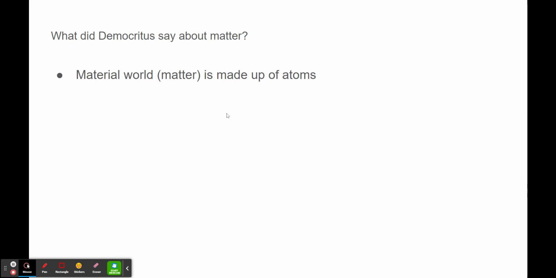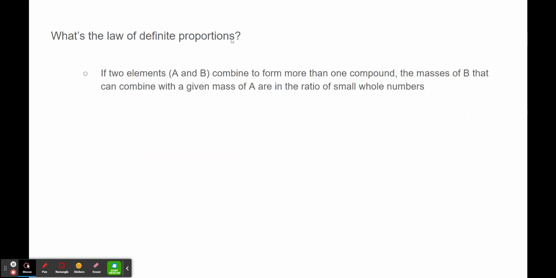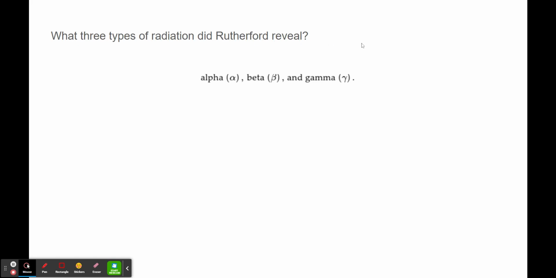Okay, so the answer to the first one. Democritus said that the material world, or matter, is made up of atoms. And for number two, here are John Dalton's four postulates. You can read these over, check to make sure you got them right. They're just straight from the slideshow, like how we went over. Law of definite proportions, just that same definition from the slideshow. So if you want to go over this, make sure you got it right. Make sure you got that down, because I remember him asking us about this on the test. It's pretty important. Millikan's notable experiment was, again, that oil drop experiment. Make sure you know how it works and the significance of it, in addition to all the experiments here.